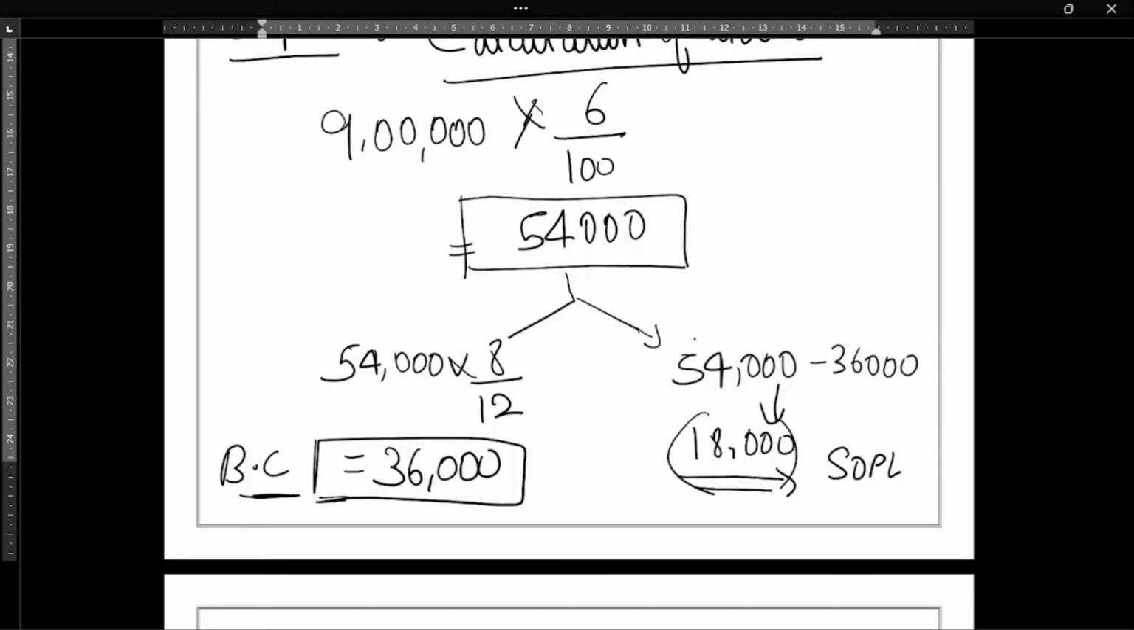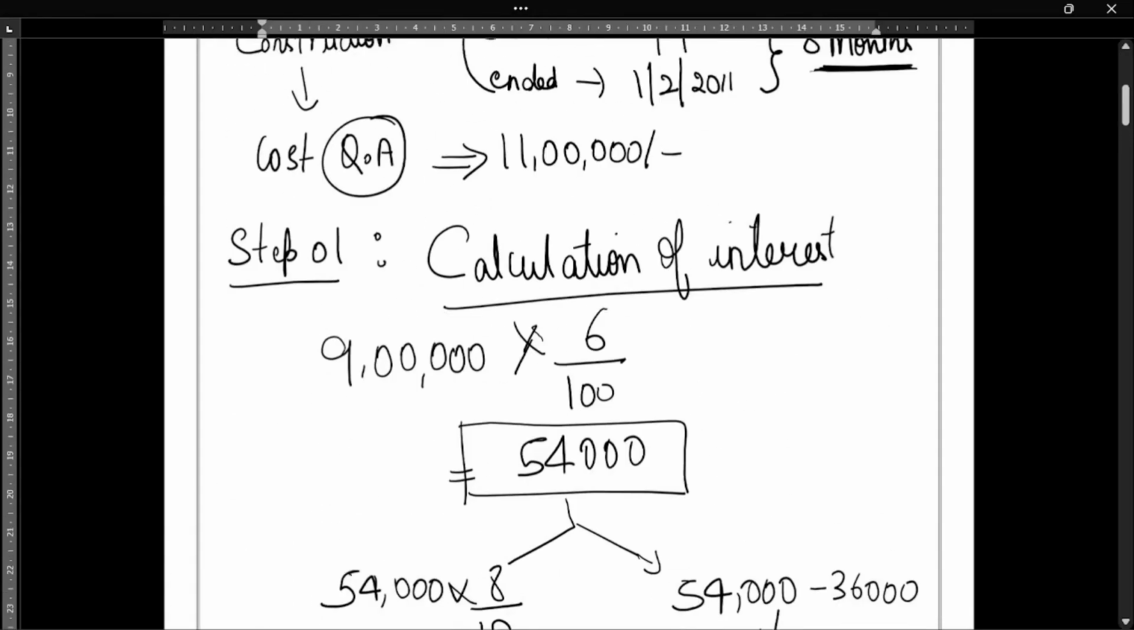The remaining 18,000 interest we will pay after the asset is constructed. That 18,000 is the interest that comes after the asset is constructed. But what are directly attributable expenses? We have learned in PPE: till the construction of the asset or till the asset starts working, whatever interest is incurred is only considered as directly attributable cost.